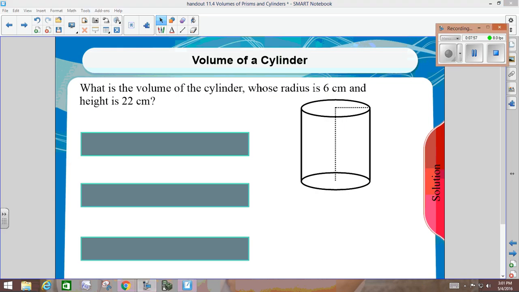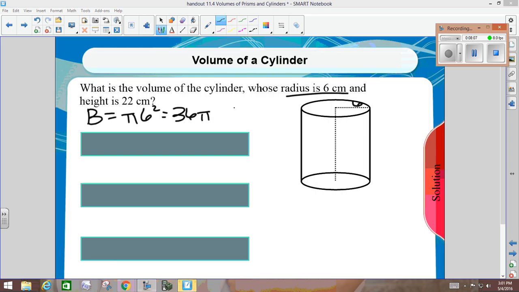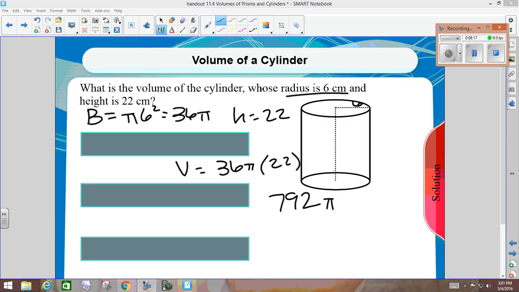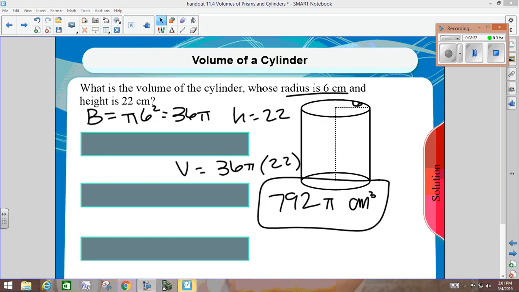So for this guy, big B, if the radius is 6, area of a circle is pi r squared. So you get 36 pi. They tell us the height is 22. So volume, area of the base times the height, 792 pi centimeters cubed. You can round that one too because it didn't tell you whether or not to leave it in terms of pi. Hopefully some of you are seeing that in terms of pi is actually a little bit easier. You don't have to plug it in your calculator all the time then.